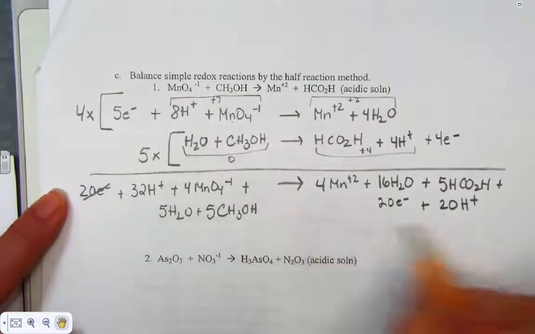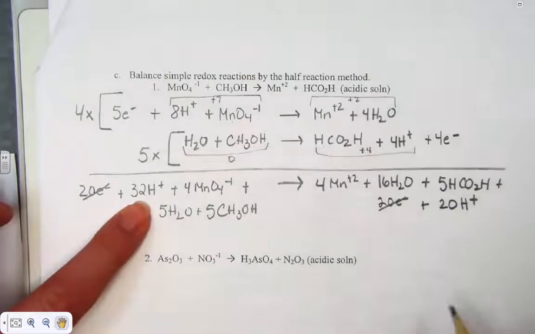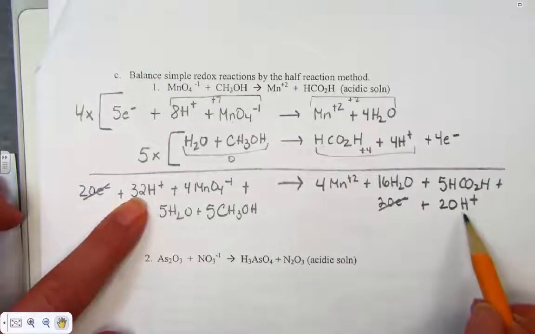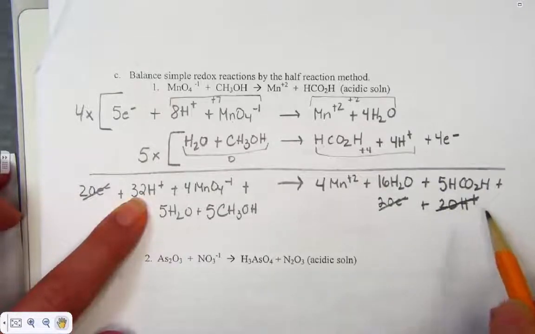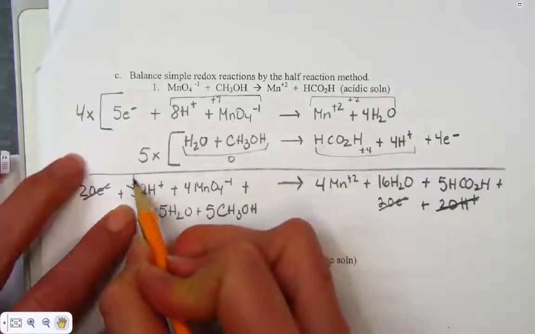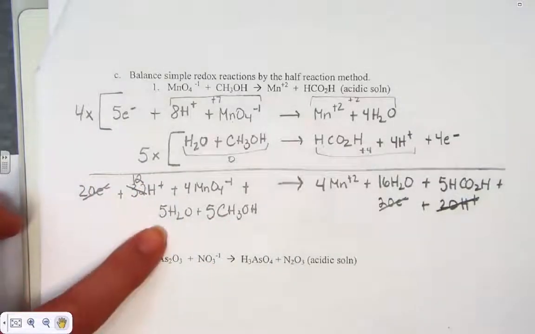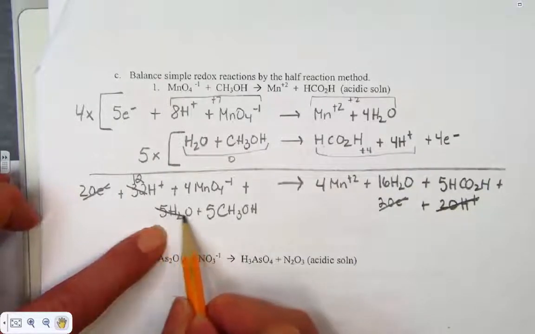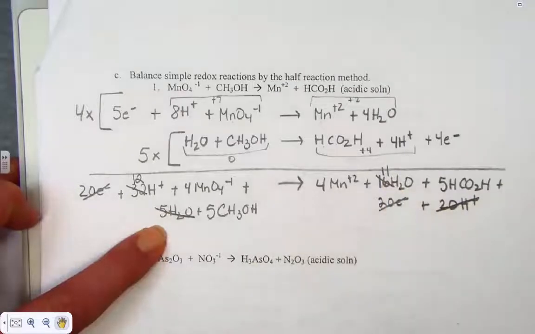Of course the electrons should cancel. How about the protons? 32 on the left, 20 on the right. Let's get rid of all 20 from the right-hand side, giving me a remainder of 12 protons. How about the waters? There's 5 on the left. Let's get rid of all of those, giving me a remainder of 11 on the right.